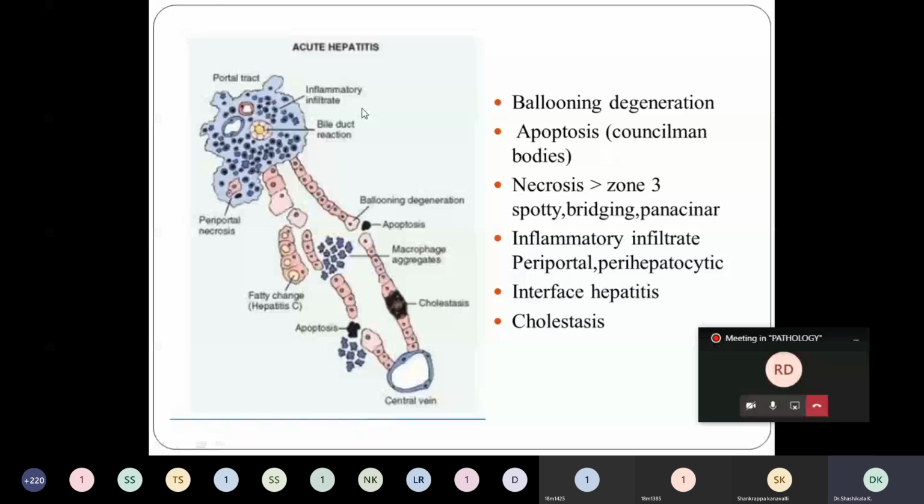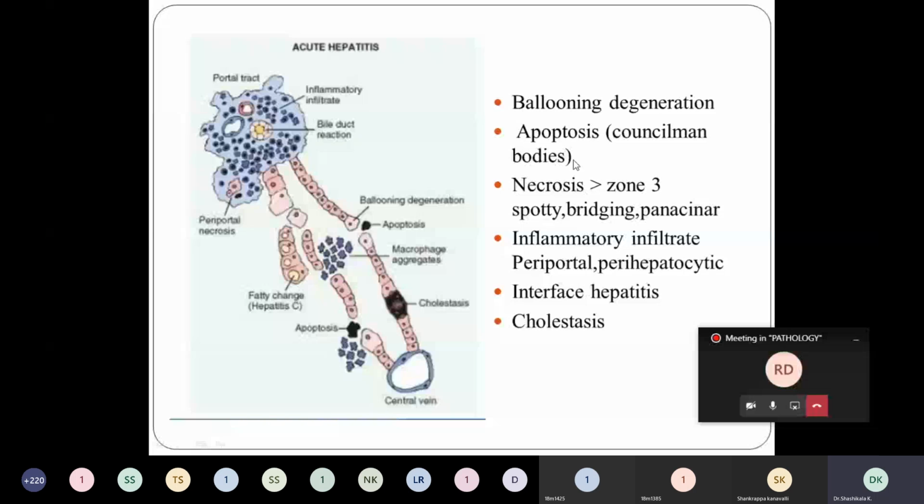These are the morphological changes which you can notice. There is ballooning. This is a portal triad, and this is the bile duct reaction. There is proliferation, with inflammatory cells surrounding it. You have the inflammatory infiltrate composed of neutrophils and lymphocytes. Then ballooning degeneration of the cells could be seen.